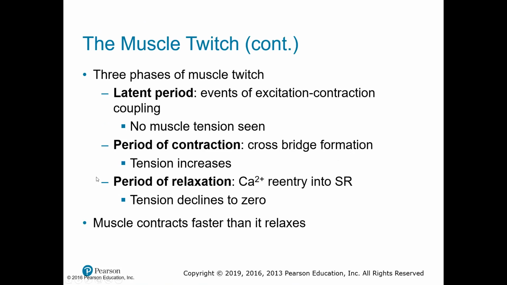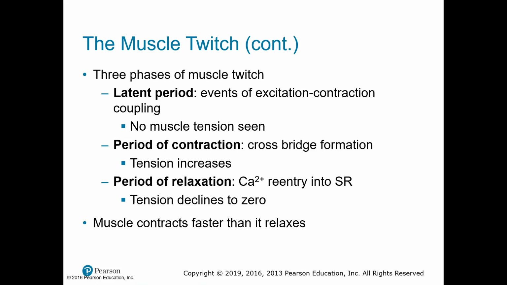Now let's take a look at this. The muscle twitch has three phases. It has the latent period, when excitation contraction coupling is taking place. In other words, the muscle cell is receiving its action potential, it's opening up the terminal cisterns, it's flooding the sarcoplasm with calcium. Calcium is binding to the troponin, and the myosin heads are reaching up and grabbing onto the actin, well, getting ready to yank it, or at least binding to the actin. That's the latent period, the buildup, if you will.